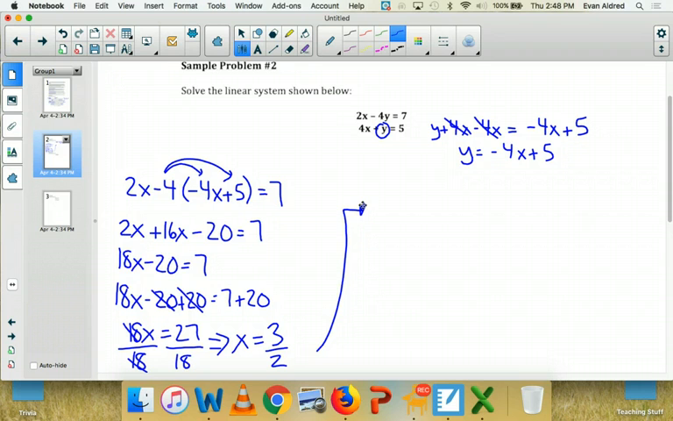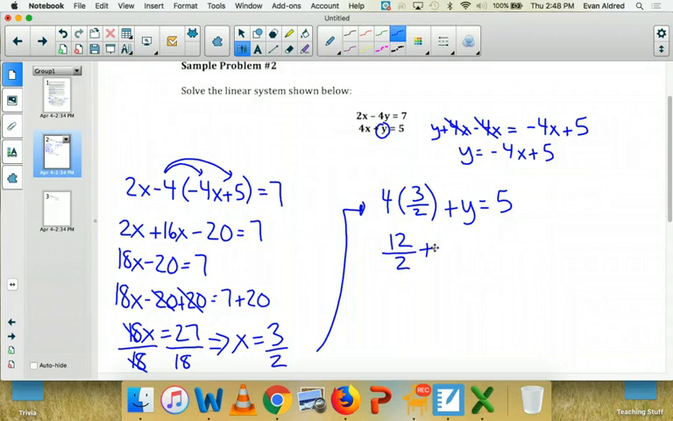So now we have a value for x, so we go up to either of the original equations. It does not matter which one we choose, and we're going to plug in 3 over 2 for x. So I'll do the bottom one. So where I see an x, I'm going to sub in 3 over 2 plus y equals 5. So 4 times 3 over 2 is going to be 12 over 2.